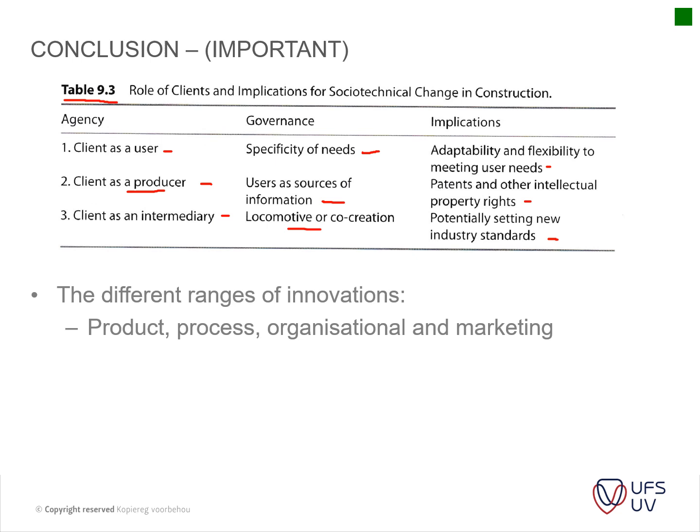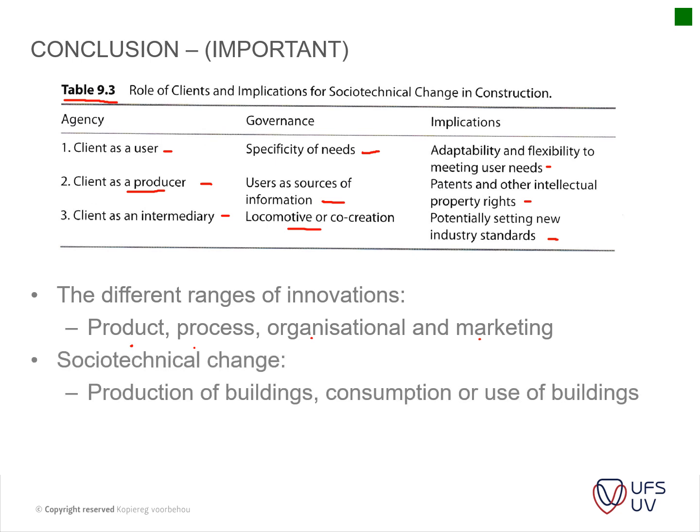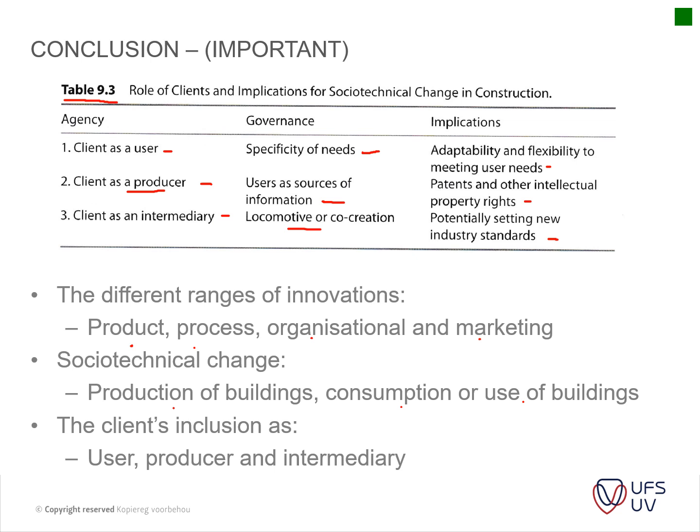And then the different ranges of innovation, you should know these: your product, your process, your organization, your marketing, and then your social, economical, socio-technical change is your production of buildings, consumption, and the use of buildings. Okay, and then the client's inclusion as user, producer, and intermediary. Okay, then I want you guys to have a look at this video on YouTube and try and classify the client in this building.